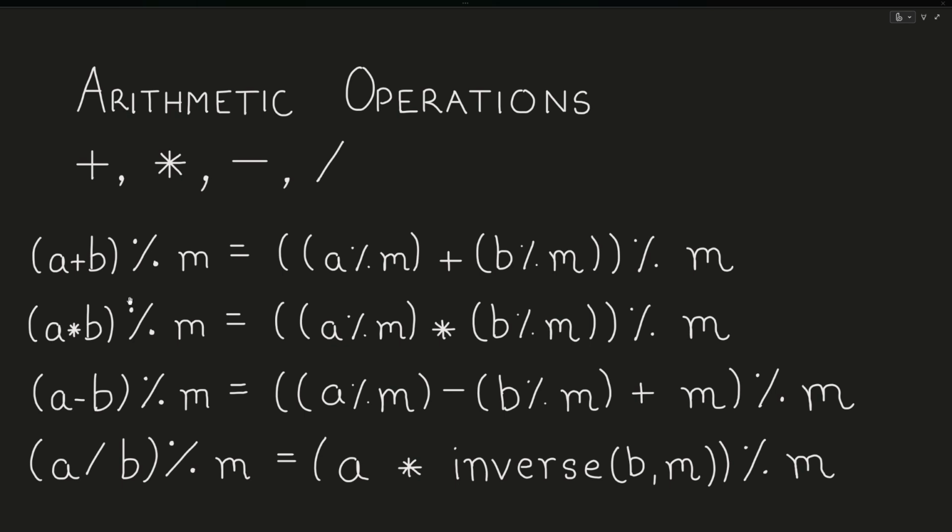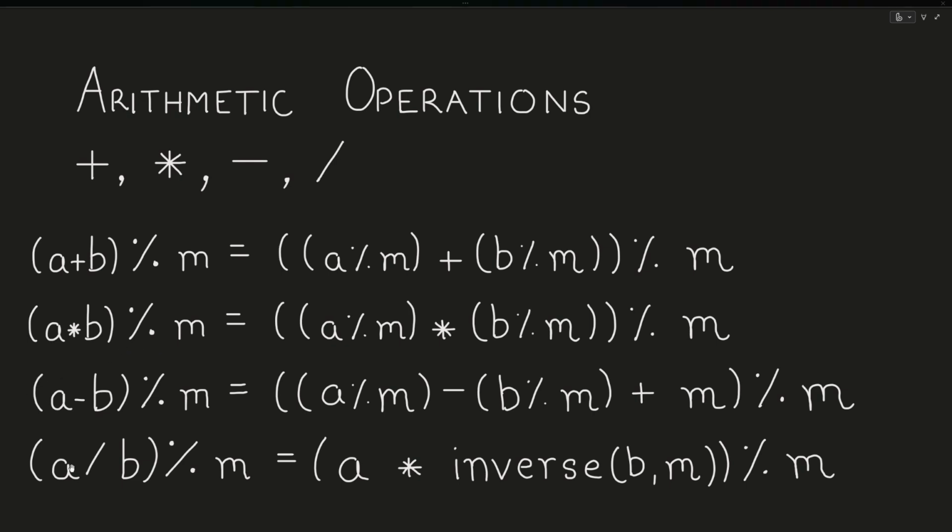Here we can see that (a + b) modulo m is equal to ((a modulo m) + (b modulo m)) modulo m. And similarly for multiplication, we just need to replace the addition sign with the multiplication sign.